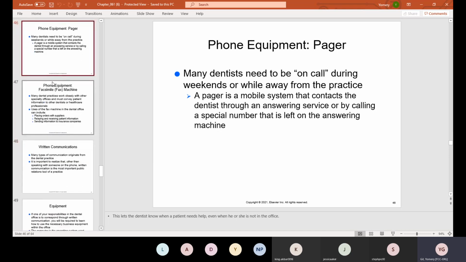Phone equipment, the pager. Many dentists need to be on call during weekends or while away from the practice. A pager is a mobile system that contacts the dentist through an answering service or by calling a special number that is left on the answering machine.